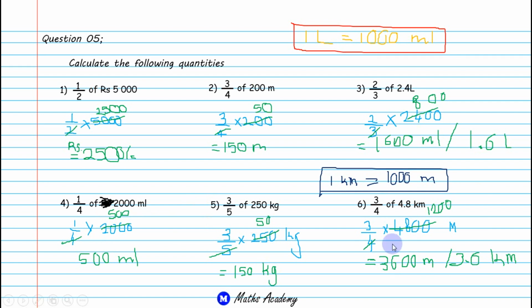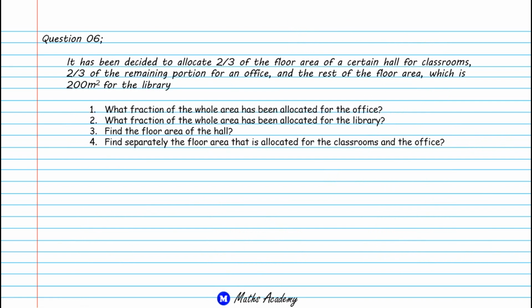So with that, let's move on to the next slide. Question 6. It says 2/3 was allocated for classrooms, and from the remaining, 2/3 was allocated for an office, and the rest of the portion was allocated for the library, and they have given us 4 questions to find. So now let's find them one by one. First they are asking what fraction of the whole area has been allocated for the office, and here it says 2/3 of the remaining portion for an office.